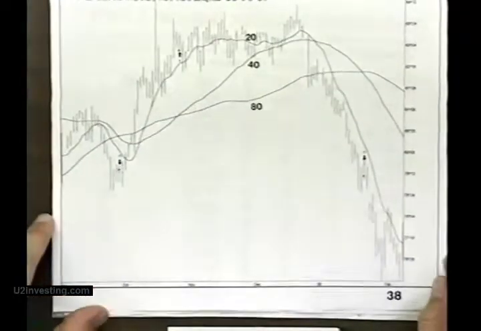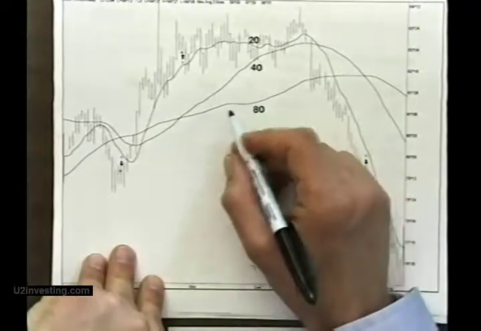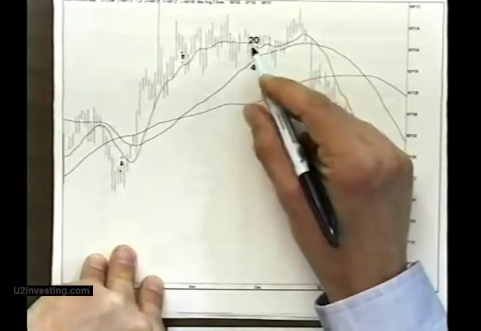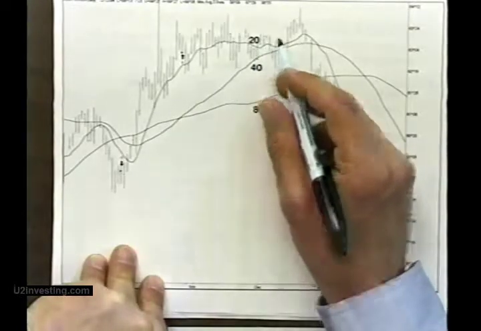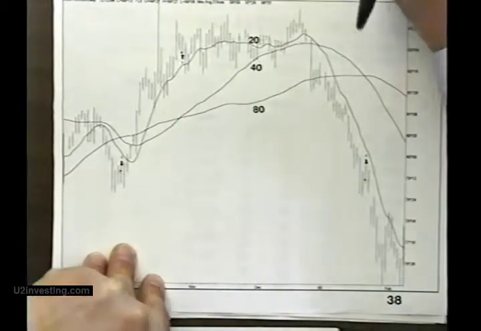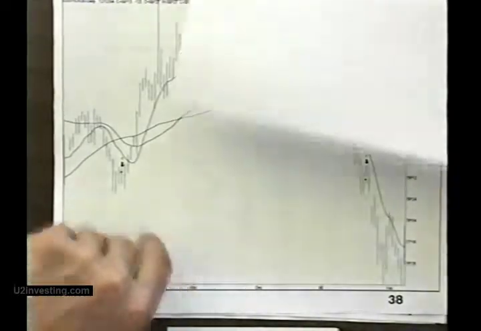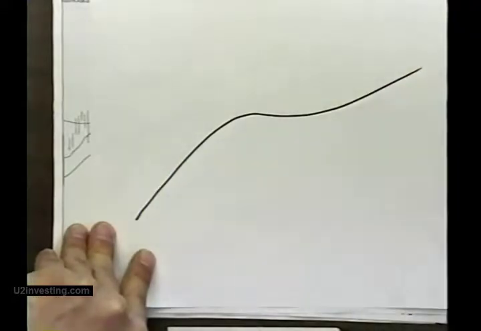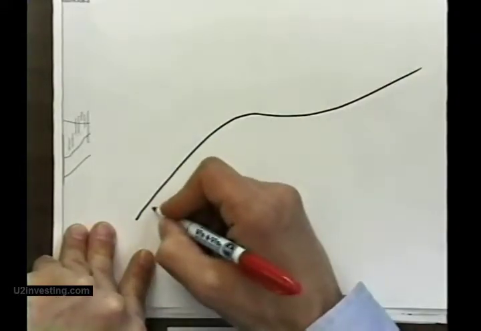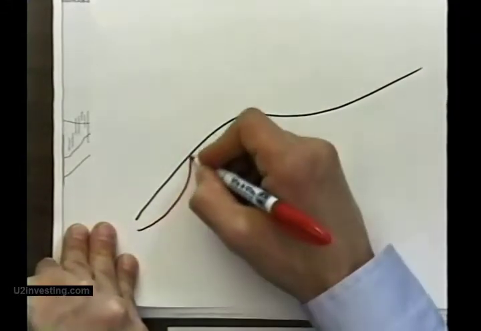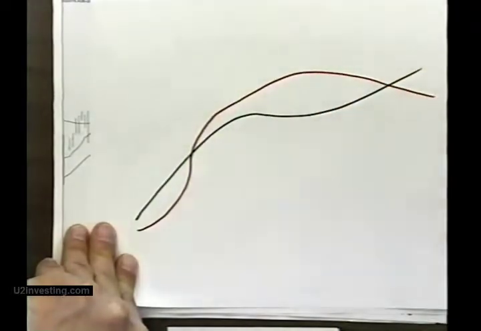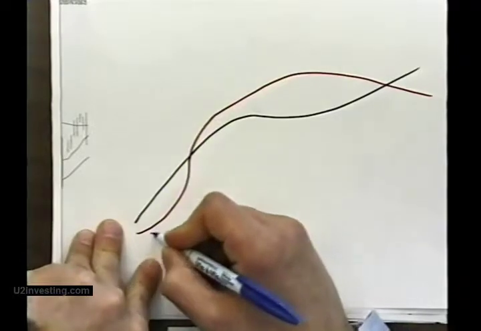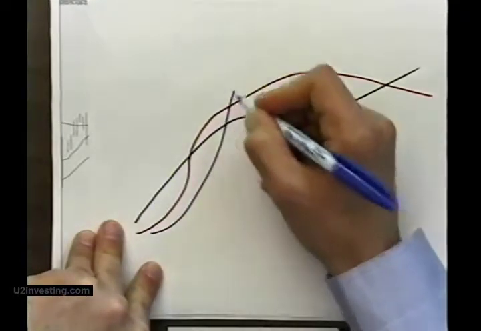Then we have the triple moving average. What you do is you use a long-term moving average, an intermediate-term moving average, and a short-term moving average. And when all three cross each other, then you have a trade. Let me explain that. Here's an 80-day moving average. Here's a slower 40-day moving average. And then finally, you have the faster 20-day moving average.